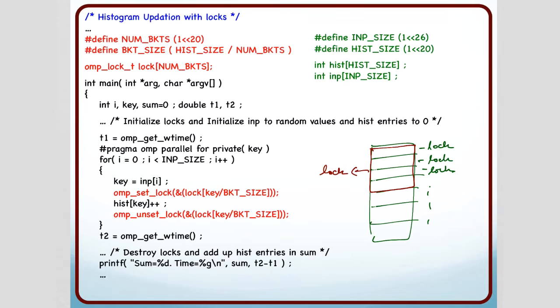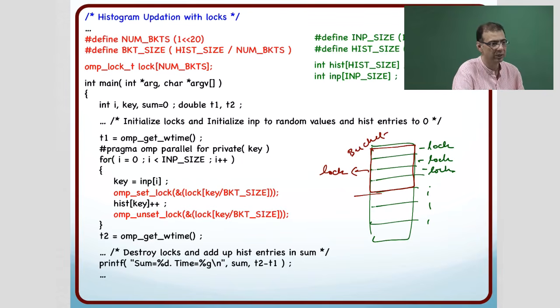What's the trade-off? The number of locks is reduced drastically, right? Depends on the number of entries I have in the bucket. So I'm calling this a bucket, right? Depending on the number of entries in the bucket, the number of locks reduces, right? So I have less memory, and if it is small enough, then it might even fit in the cache. Look, the histogram doesn't fit in the cache, but the locks may fit in the cache.